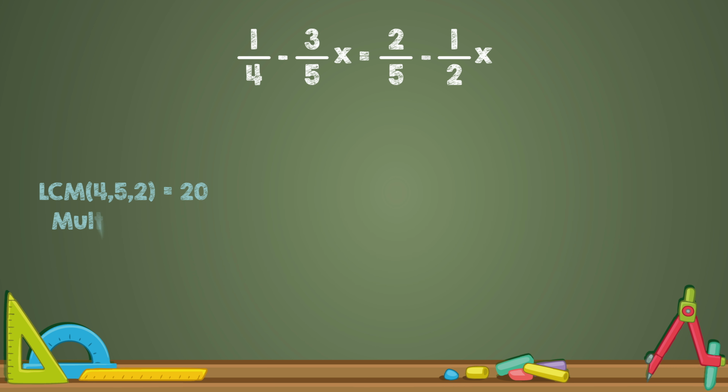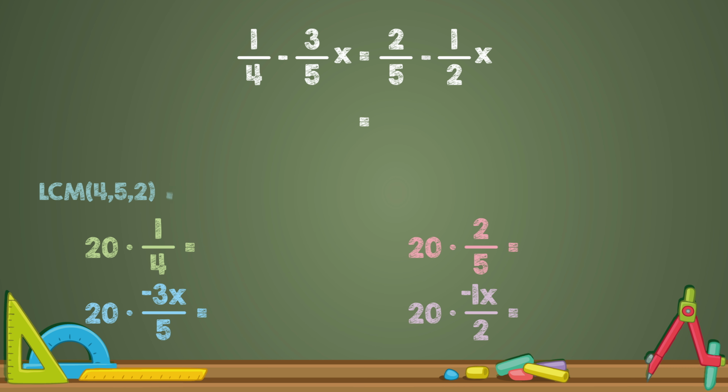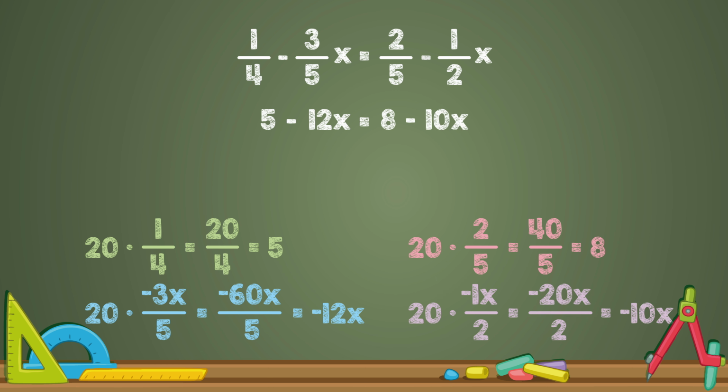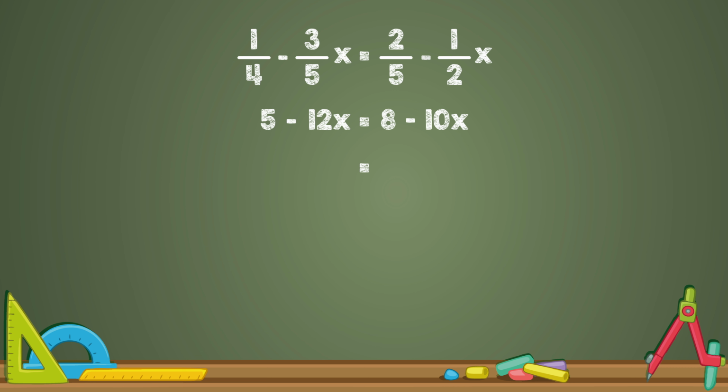Now I multiply 20 by all the terms from the exercise. 20 times 1 is 20, divided by 4 is 5. 20 times minus 3x is minus 60x, divided by 5 gives minus 12x. 20 times 2 is 40, divided by 5 gives 8. And 20 times minus 1x is minus 20x, divided by 2, gives minus 10x. Now we do the math.